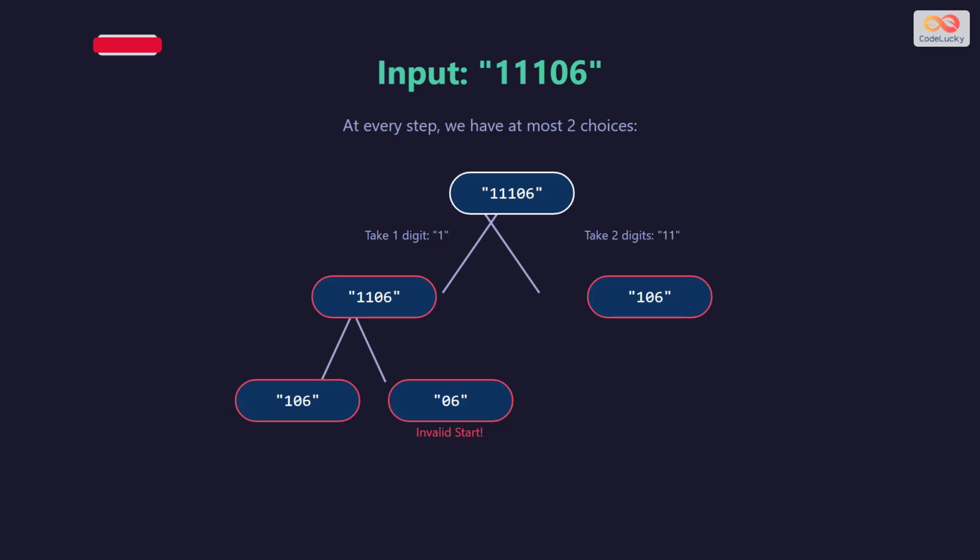If we try to solve this recursively, we can visualize it as a decision tree. At any point in the string, we can either pick one digit, if it is between 1 and 9, or we can pick two digits, if they form a number between 10 and 26. Each valid choice branches out into a new subproblem.